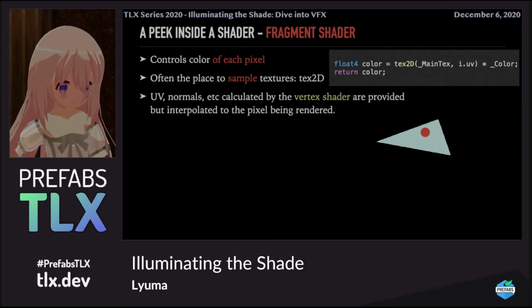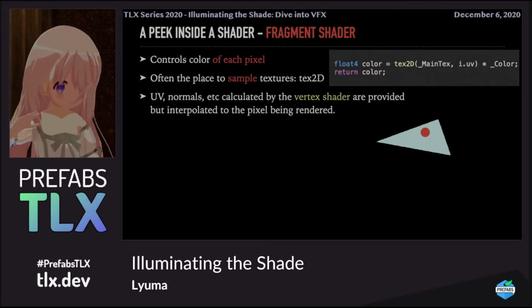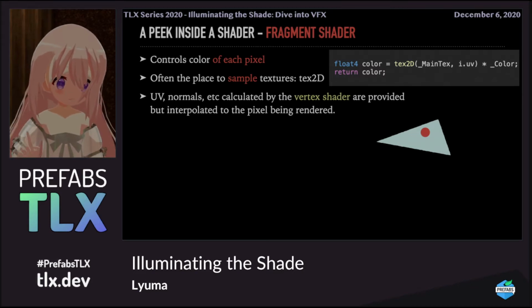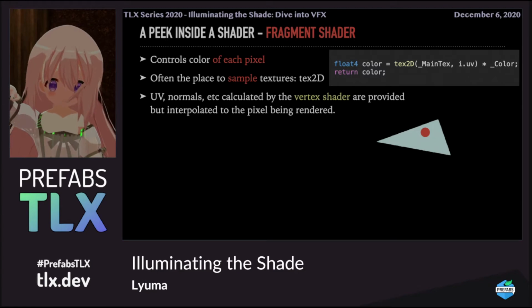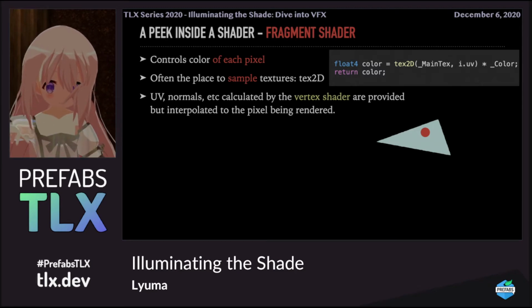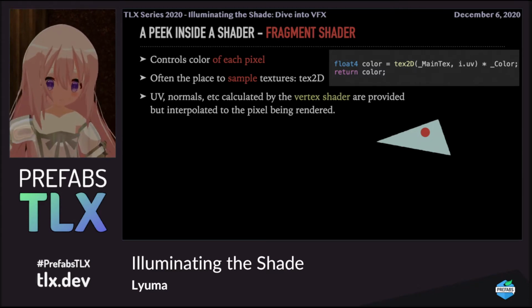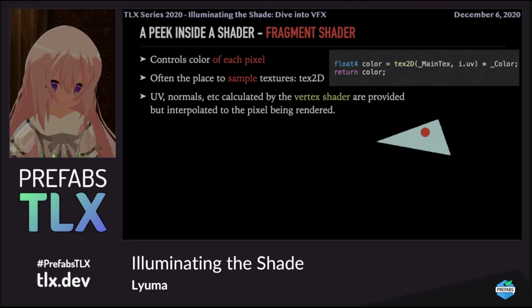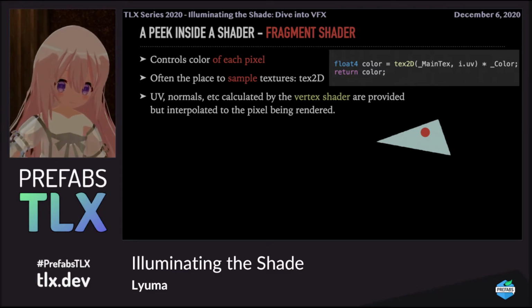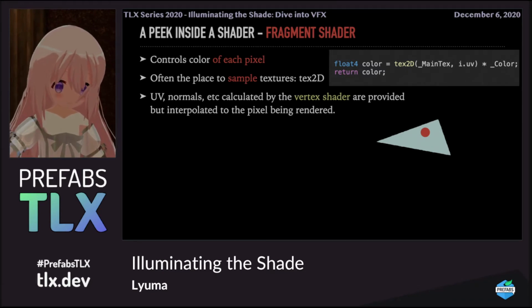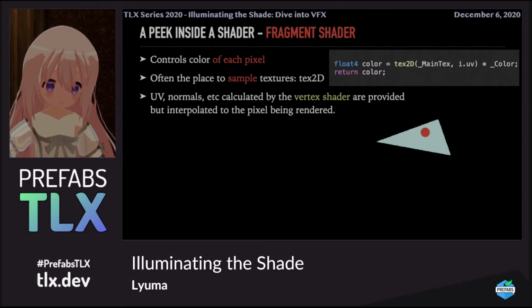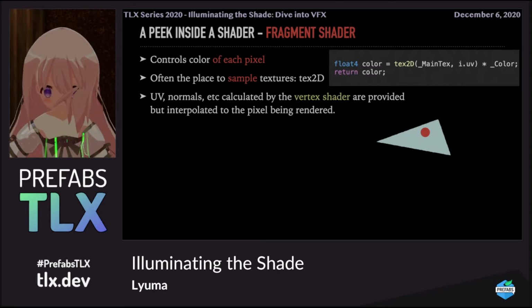So the UV and normals are calculated by the vertex shader, and they are provided but interpolated to the pixel being rendered. Your mesh contains only the vertices of the triangles, so you might have UVs of 0,0, 0,1, and 1,0 on this triangle. But in your fragment shader, it'll actually give you a value of the UV that wasn't in your mesh. It might say something like 0.3, 0.6, because that particular pixel of the triangle got interpolated to that UV value. And so you can just pass that straight into the texture, and that's the exact right pixel of the texture to sample.